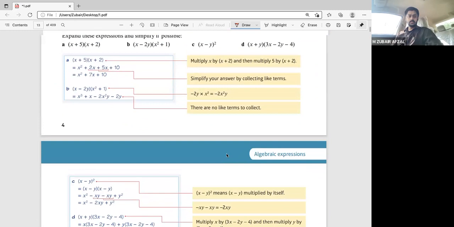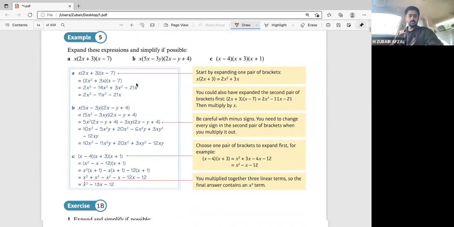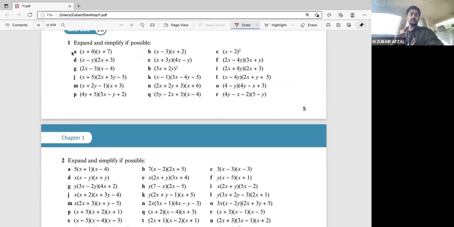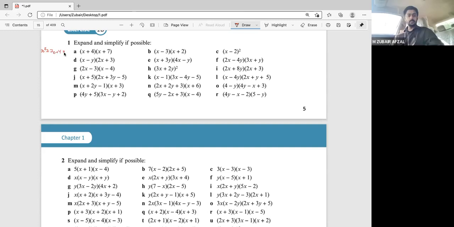Expanding brackets. This is multiplying brackets with each other. So x plus 5 into x plus 2: first number into first. Okay, this is a solved example. Let's choose a question: x plus 4 into x plus 7. So x into x is x squared plus 7x plus 4x plus 7 times 4 is 28. Simplifying, x squared plus 11x plus 28. Getting the idea?